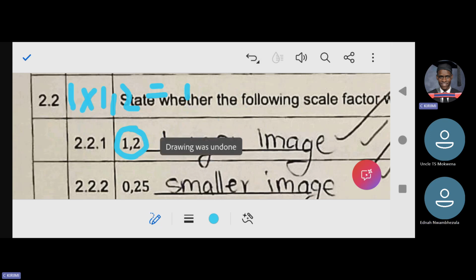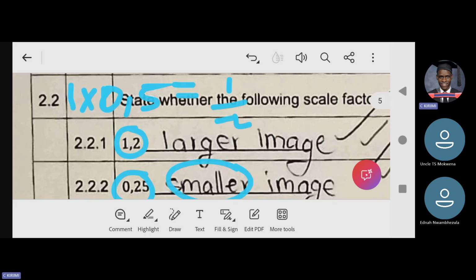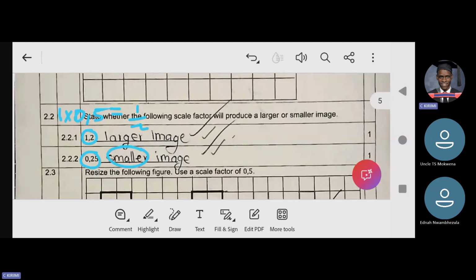But if you multiply that same 1 by a smaller number, what is 1 times 0.5, which is a half? What is 1 times half? Half. Yes, half. So whenever you multiply by a number that is less than 1, that image becomes smaller. So this is a decimal. This decimal is less than 1. So whenever you multiply with a scale factor of a decimal which is less than 1, the image becomes smaller.